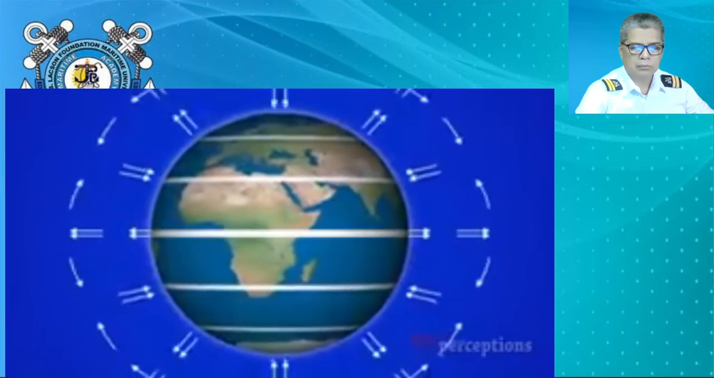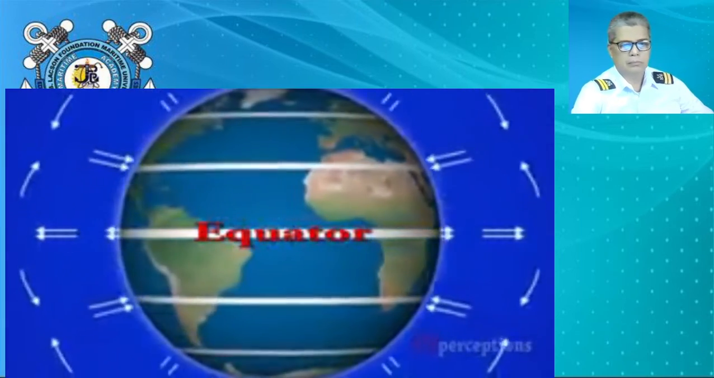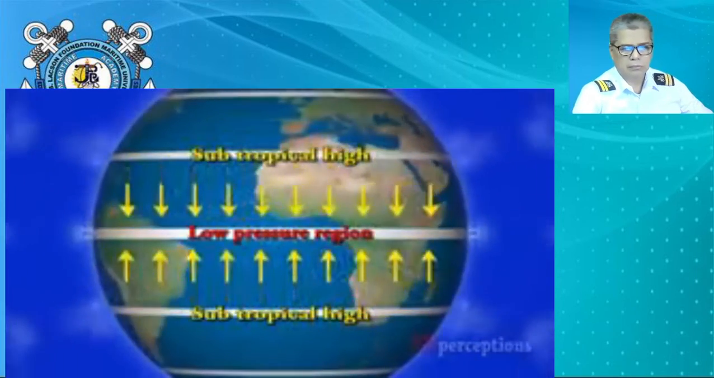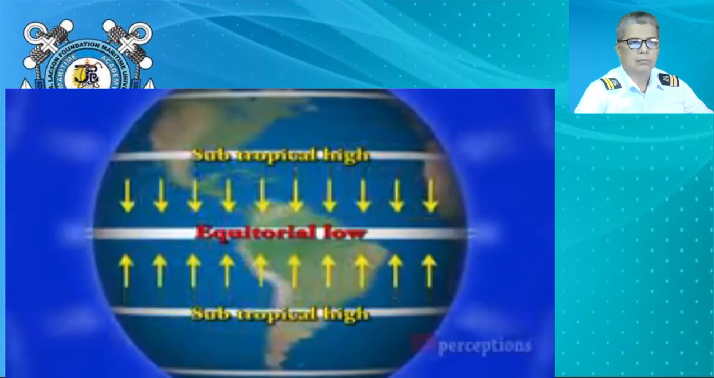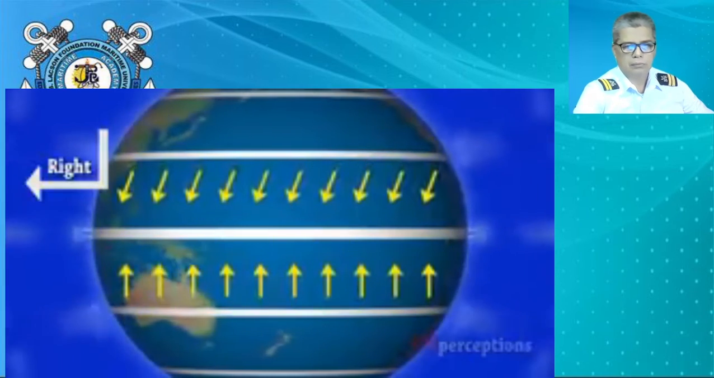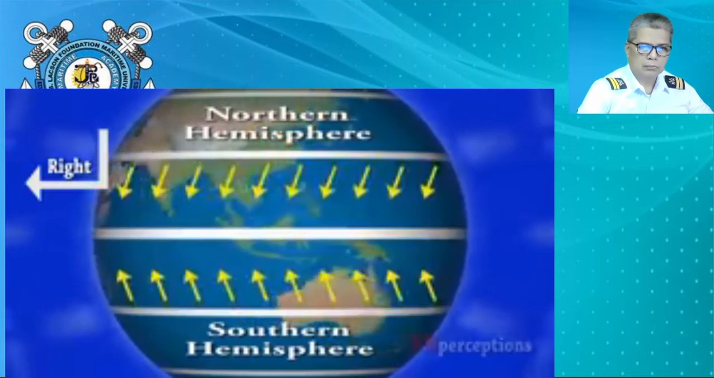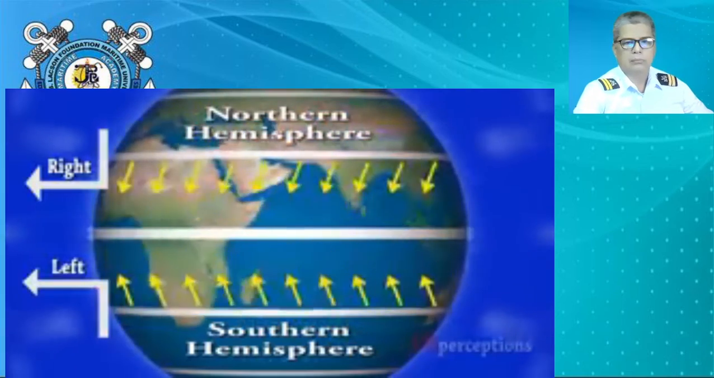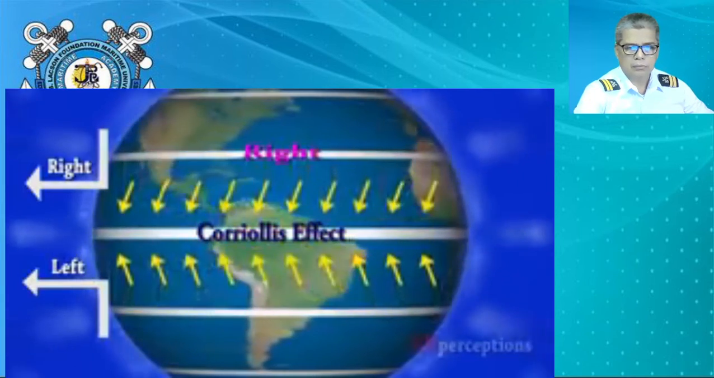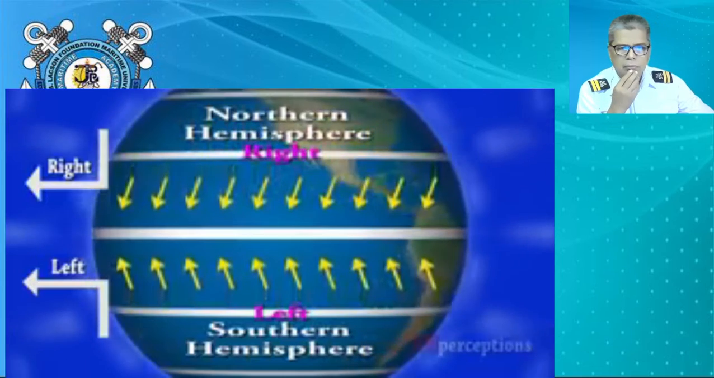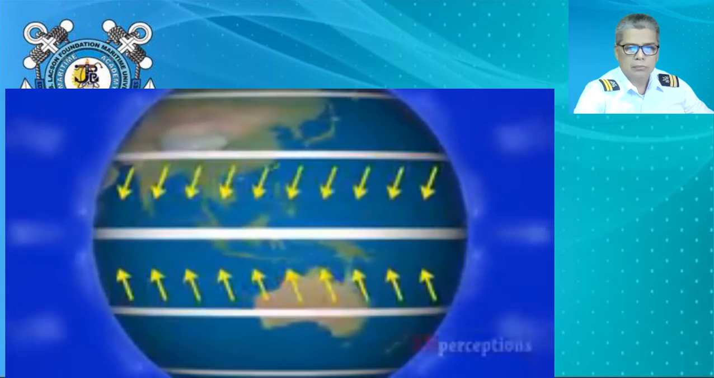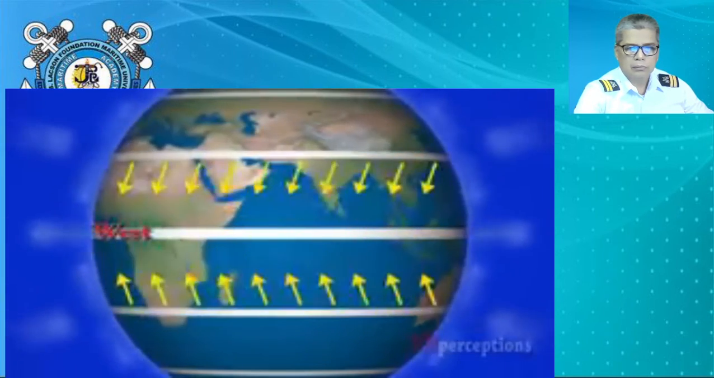On the surface of the earth, along the equator, the winds move from high pressure regions to low pressure regions, that is from subtropical highs to the equatorial low in the northern and southern hemisphere. These winds bend to the right in the northern hemisphere, and in the southern hemisphere, the winds bend to the left. And this is described as the Coriolis effect. The winds bend to the right and left in the northern and southern hemisphere respectively because the earth is spherical in shape and the earth rotates from west to east.